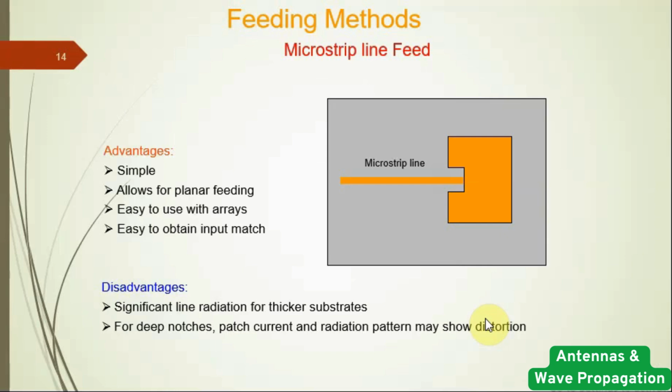very simple in construction. But coming to the disadvantages, significantly the radiation will be high in thicker substrates, and we can find deep notches in the patch current, and the radiation pattern is also destroyed. Coming to the next classification, coaxial feed.